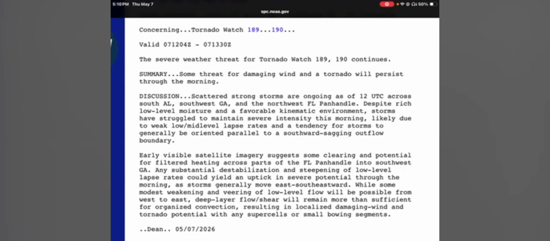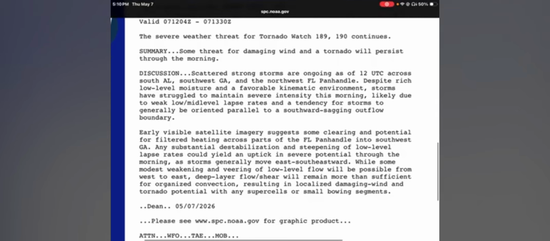While some modest weakening and veering of low-level flow will be possible from west to east, deep layer flow and shear will remain more than sufficient for organized convection, resulting in localized damaging winds and tornado potential with any supercells or small bowing segments.